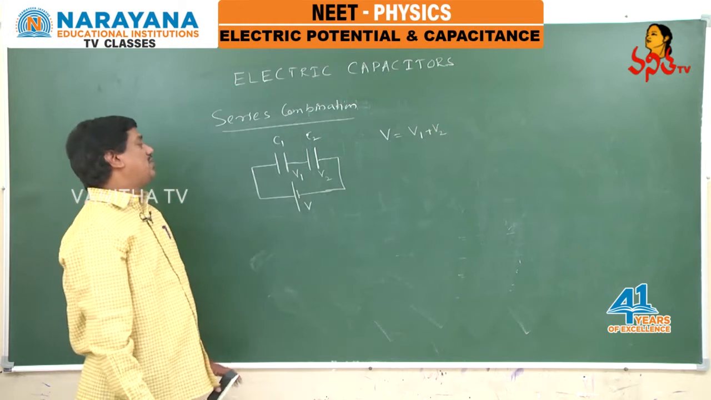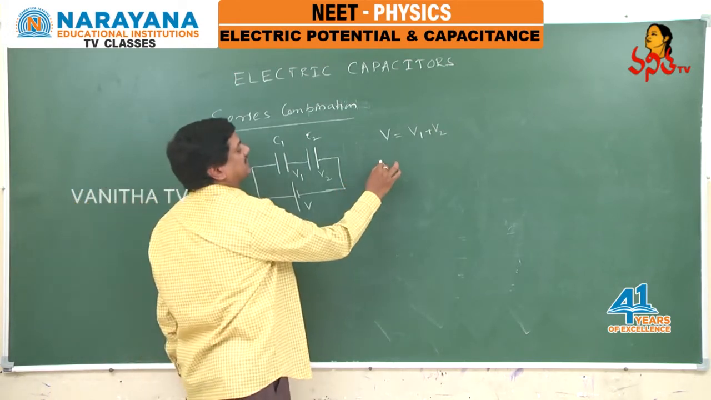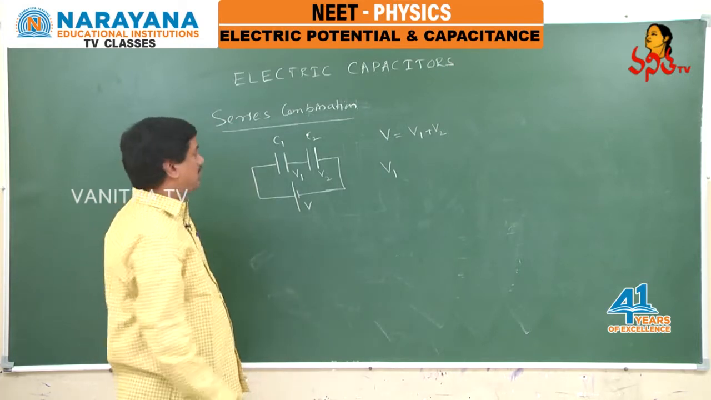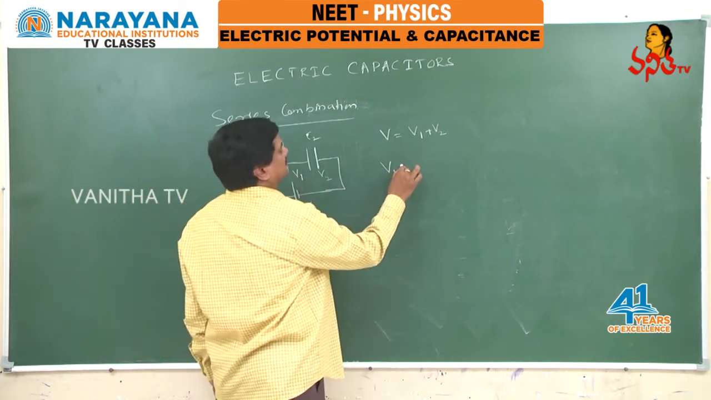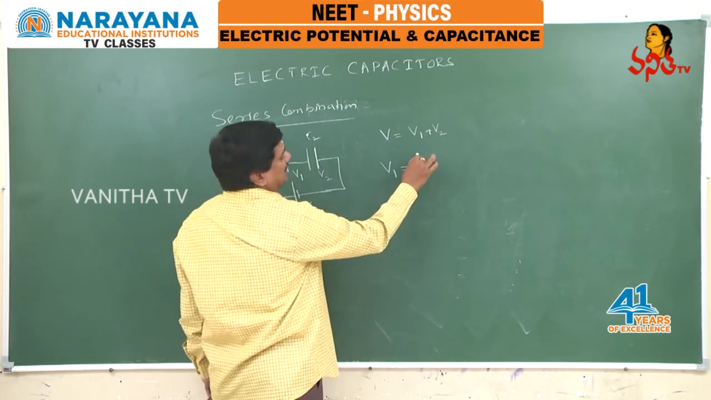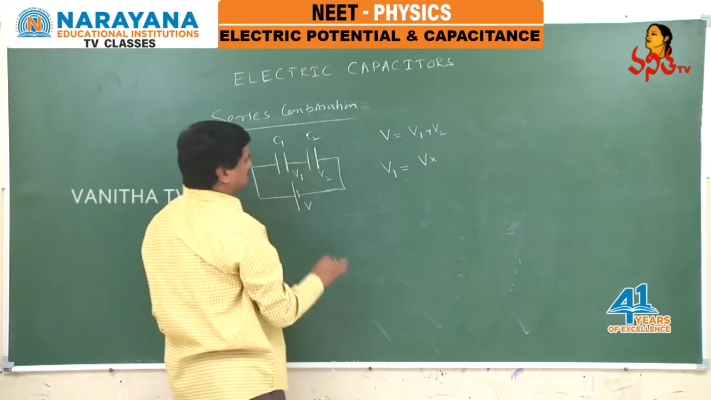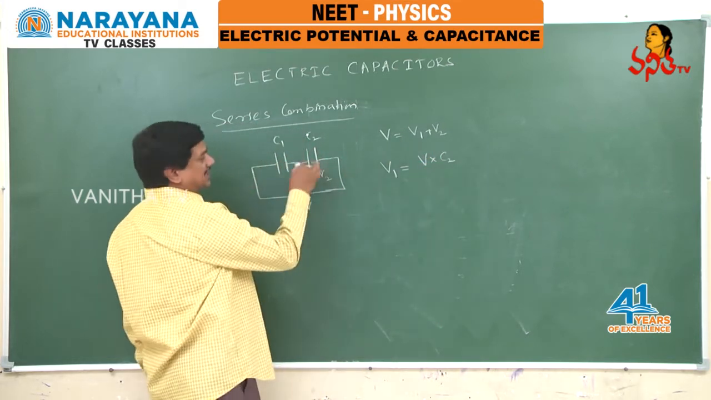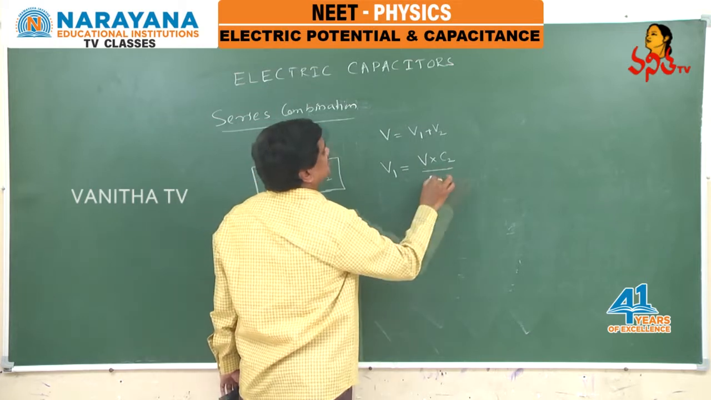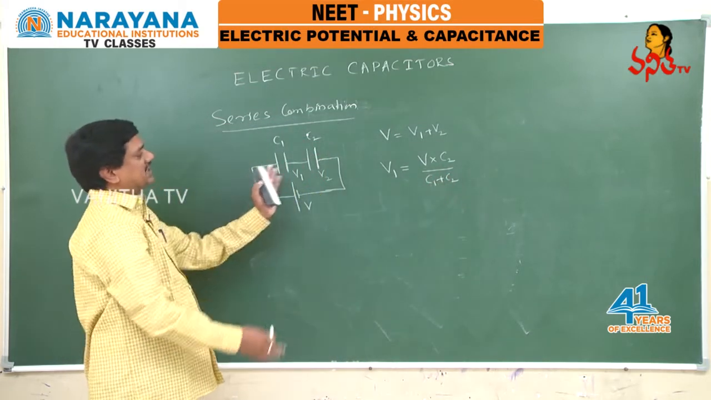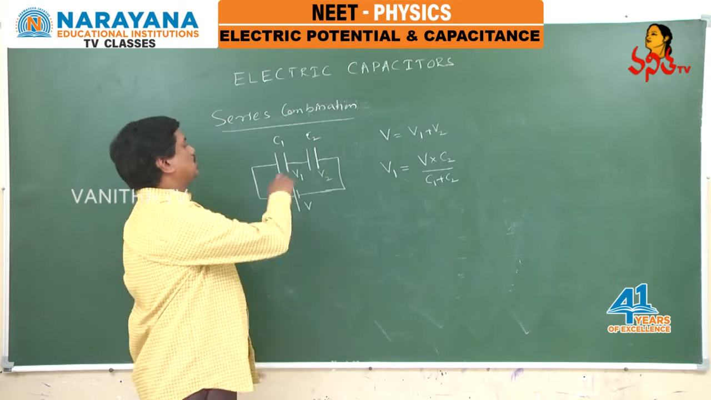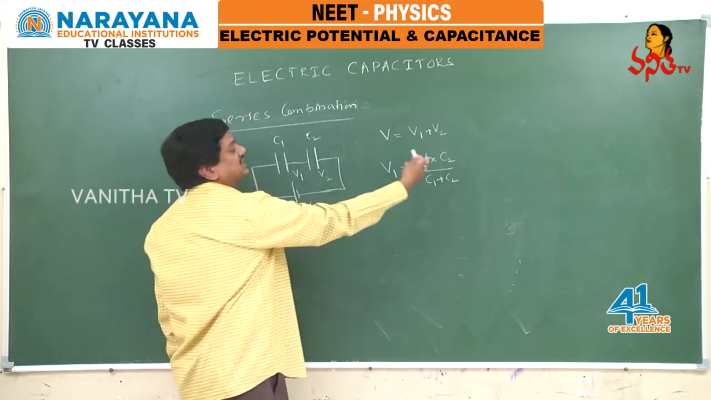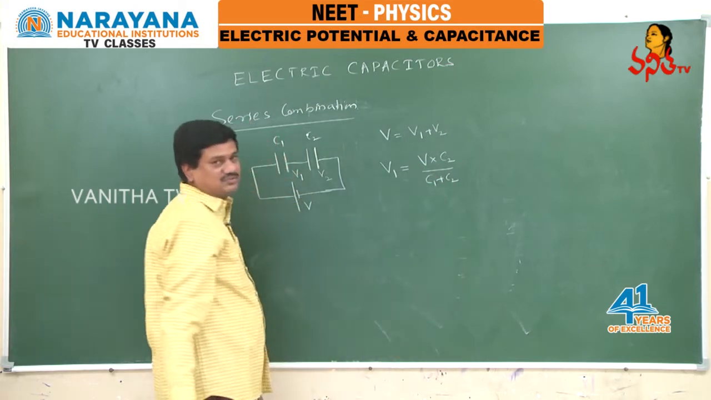But here I want to write the potential across the first one directly. V1 equals total potential into the other branch. What is this other branch? Here it is C2, the other capacitance, by the total capacitance. Once again, potential across the first one, V1, equals total potential into the other one, not C1, say C2, by the total capacitance C1 plus C2.